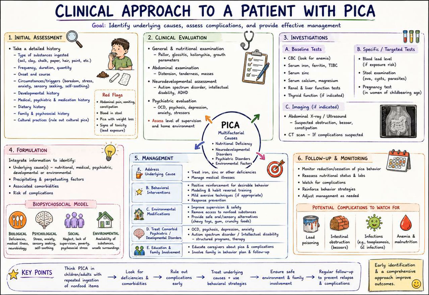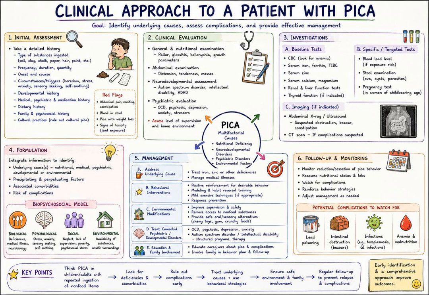While taking the history, always look for red flag symptoms. These include abdominal pain, persistent vomiting, constipation, blood in the stool, unexplained weight loss, and signs of lead toxicity. The presence of these symptoms should immediately raise concern for serious medical complications requiring urgent evaluation. The next step is a comprehensive clinical examination.